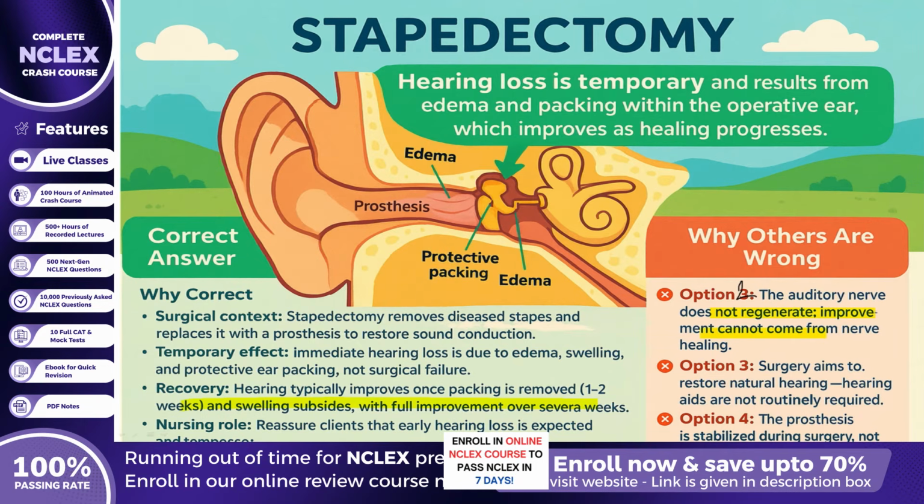Next, considering option 3, it is also incorrect, because stapedectomy is designed to restore natural hearing without the need for hearing aids. Suggesting that a hearing aid will be required undermines the purpose of the surgery and would create unnecessary worry. Finally, let us examine option 4. This too is inaccurate because the prosthesis is stabilized immediately during surgery by being attached to the incus. It does not require new bone growth to hold it in place, unlike a fracture that depends on callus formation. Suggesting otherwise would falsely extend the expected recovery timeline.